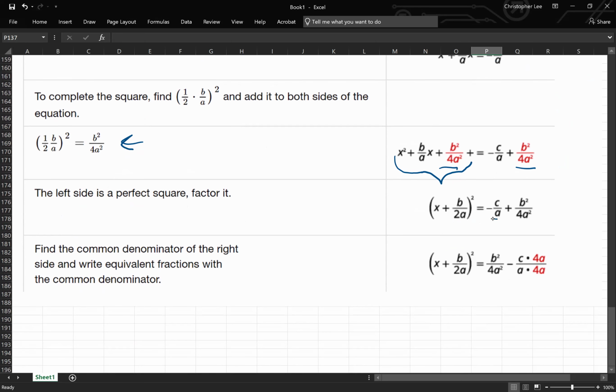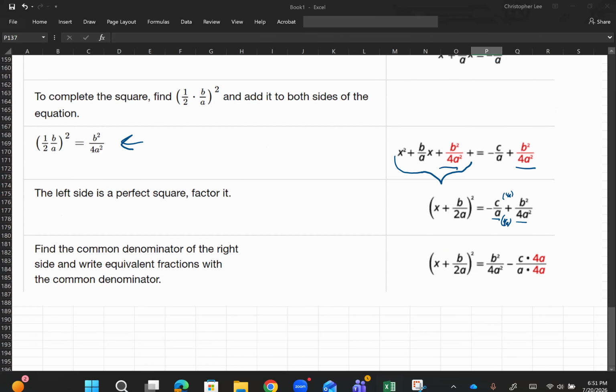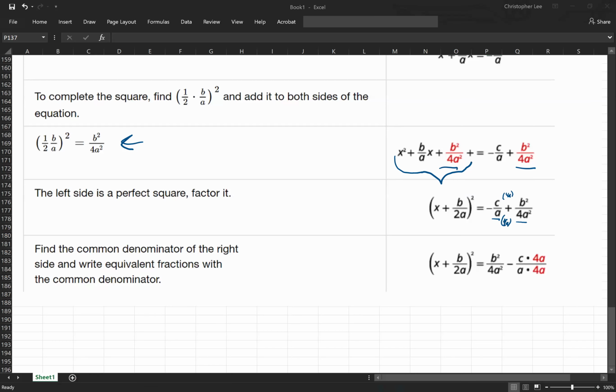So I have a here and I have 4a squared here. So what do I need to multiply this by? By 4a, right? But what you do to the bottom, you gotta do to the top, to get that same denominator. And then let's see what happens after that. This is good stuff, good stuff, good stuff.